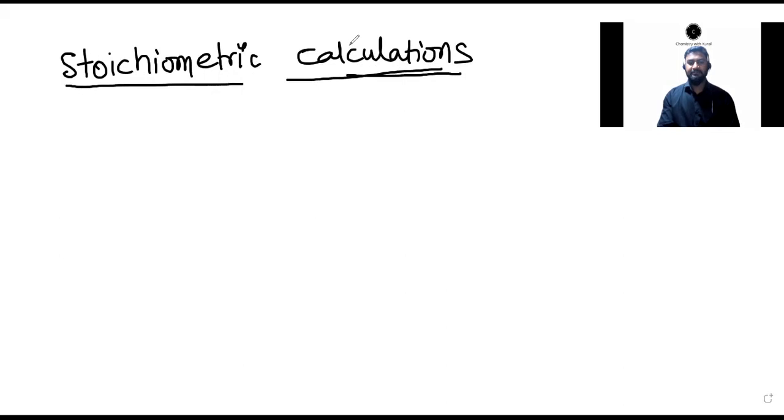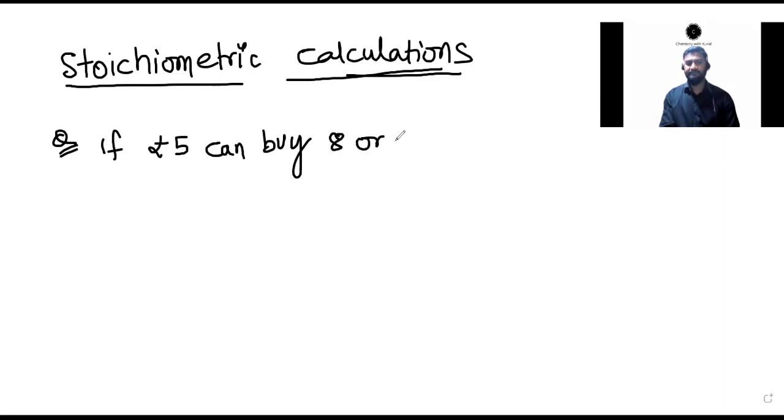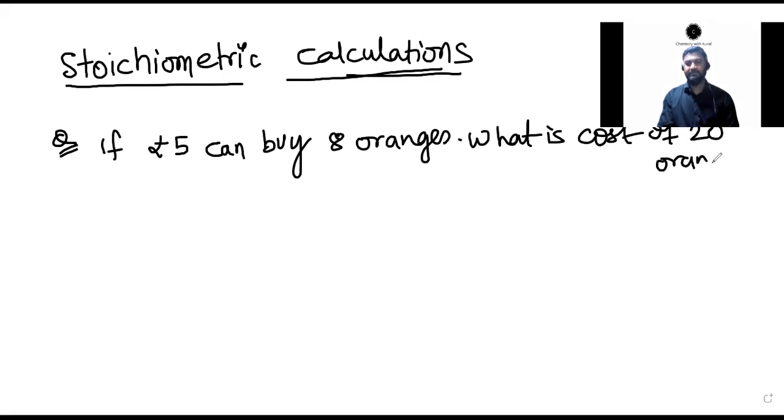Before we start all of these, let me tell you one very important thing. A simple concept, a question rather. If rupees 5 can buy 8 oranges, of course I'm being very unrealistic here. Sitting in 2021, we cannot buy this, but anyways, if rupees 5 can buy 8 oranges, what is the cost of 20 oranges?